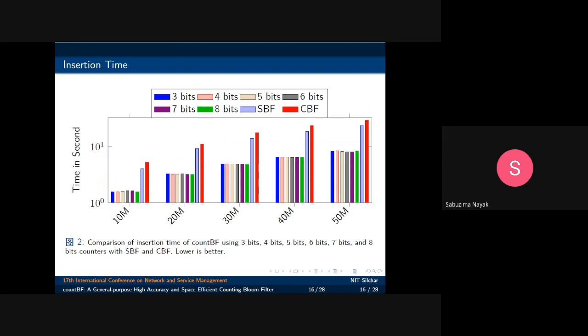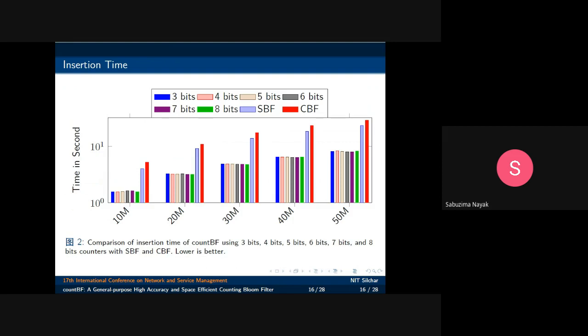This figure illustrates the insertion time. The x-axis represents the data set, meaning the number of items inserted, that is 10, 20, 30, 40, and 50 million. Then y-axis represents time in seconds. In all cases, CountBF took the highest time, which is 5.2 seconds in 10 million and 26.91 seconds in 50 million.